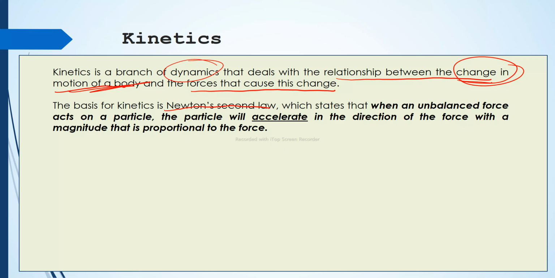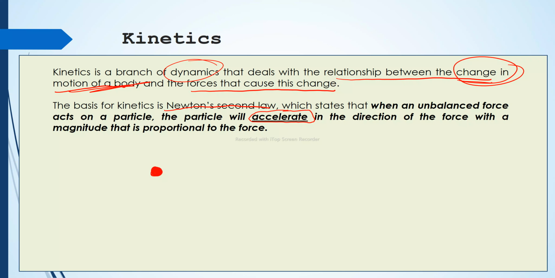It states that when an unbalanced force acts on a particle, the particle will accelerate in the direction of the force with a magnitude that is proportional to the force. So let's say we have a particle. We know that a particle remains at rest unless acted upon by an external force. In your statics of rigid bodies, the objects are not moving. In dynamics, the object or the particle is already in motion. That's why it is dynamics.